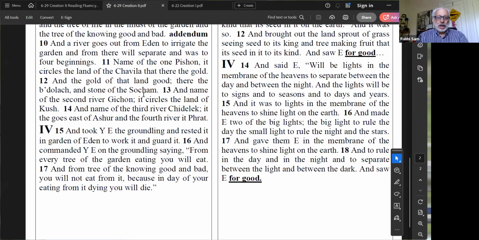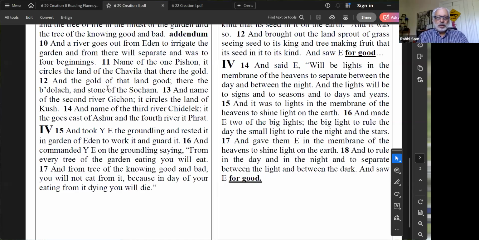They also have Bdolach and the stone of Socham. What is Bedolach? So these are semi-precious stones. Go to some translations, they'll tell you. I don't know if that was what the biblical author knew.